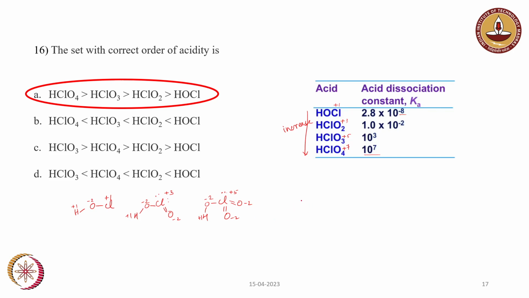And the next one is HClO4. Cl, double-bonded O, OH. So -2, -2, -2 and -2 and +1. So the total will be -7. So the oxidation state of Cl is +7.